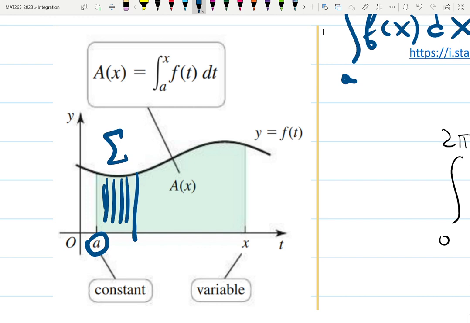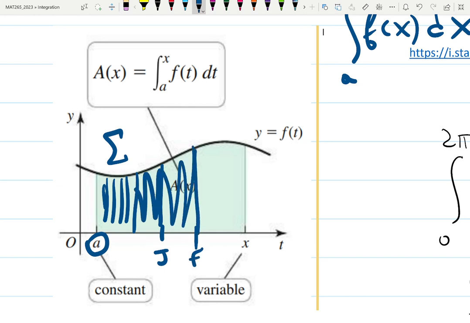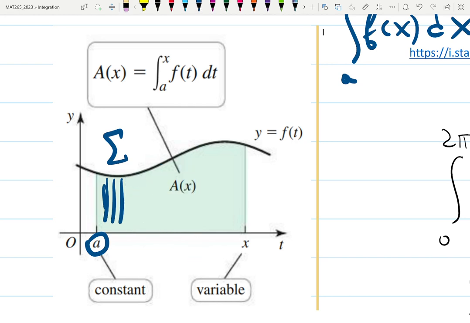So say December. Oh yeah, happy 1st of December. Then I change my mind and I want to check January. That's going to be here. Then I change my mind, I wanted to do February. It's going to be here. So what if sometimes you don't want to fix one of the limits of integration? What if you want it to be moving?